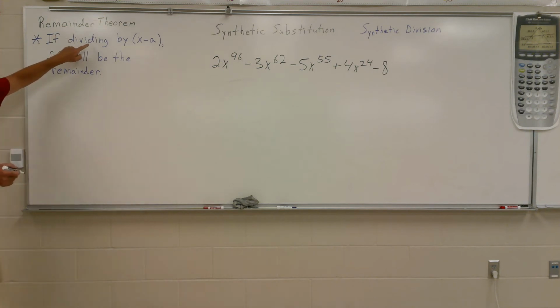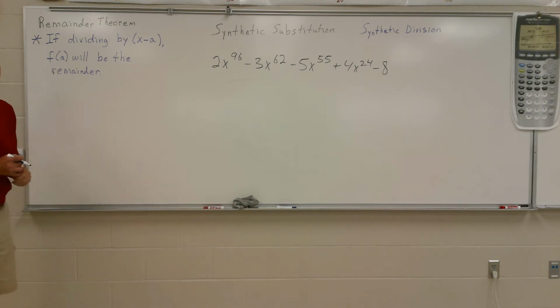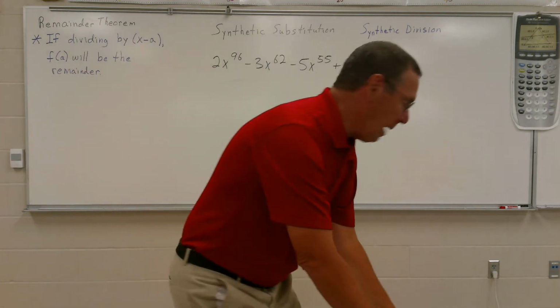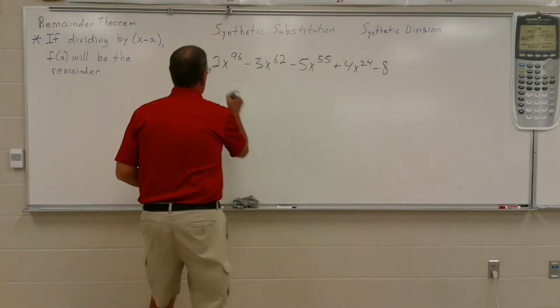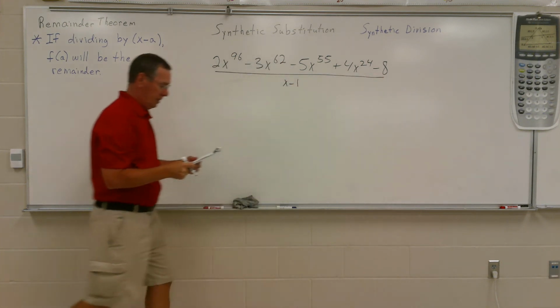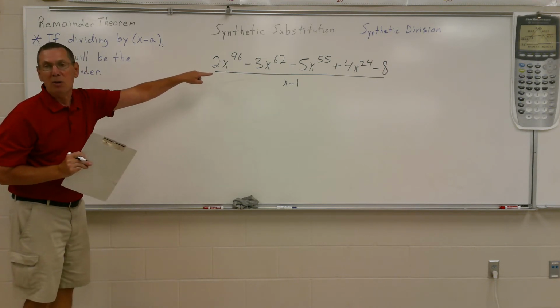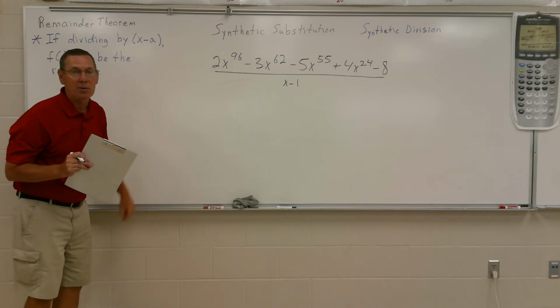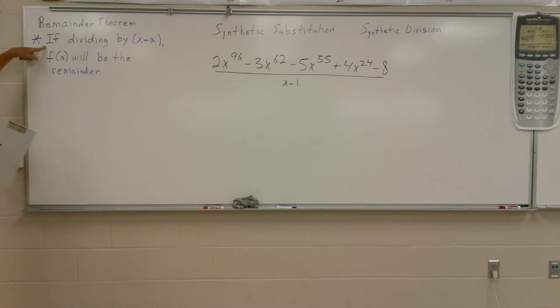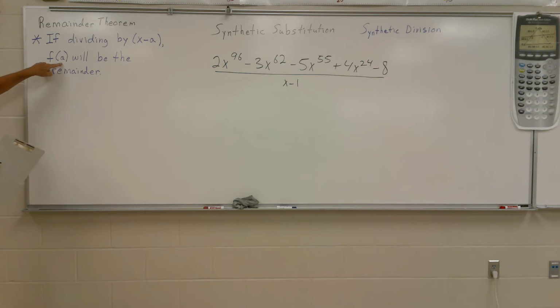Okay, so here's what our remainder theorem tells us. Remainder theorem: if I'm dividing by x minus a, we're going to take f of a, and that's going to be the remainder. Okay, I'm going to divide this thing by x minus 1, and find the remainder using the remainder theorem. This is on your homework, right on the top of the page. If I'm dividing by x minus a, f of a will be the remainder.